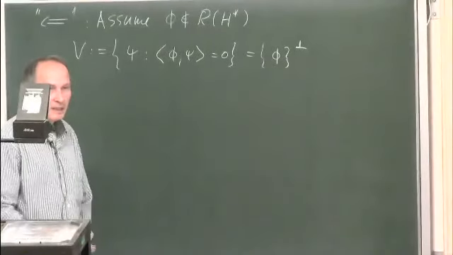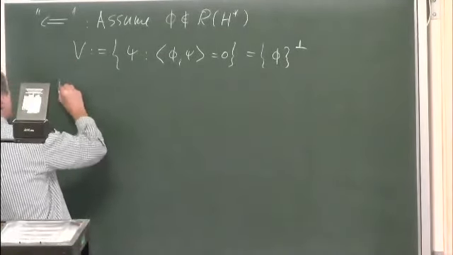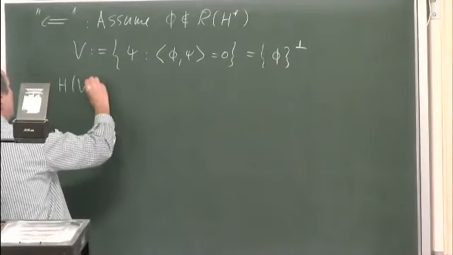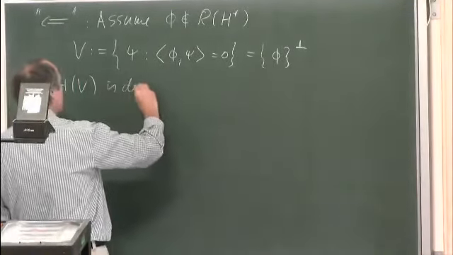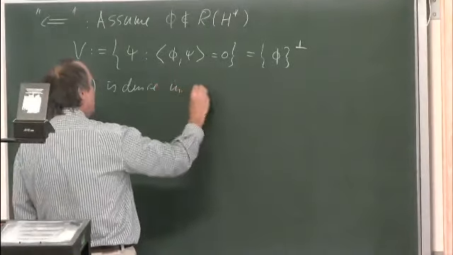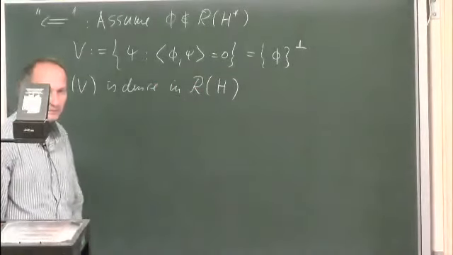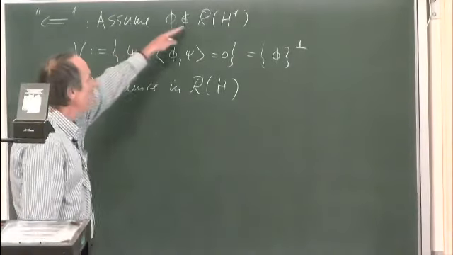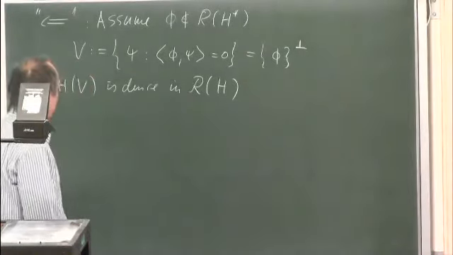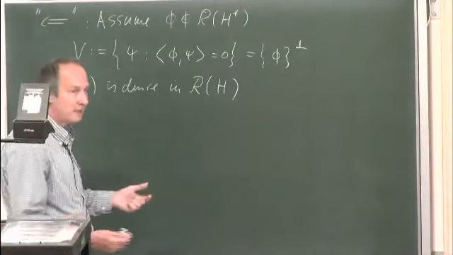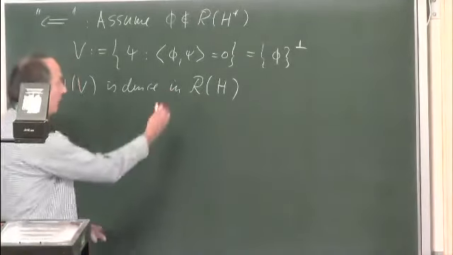And then it is easy to show that the image of V under the map H is dense in the range of H, in all of H. And here you need that phi is not in the range of H star. You show, or at least I showed, that the orthogonal complements are the same, of that and that.